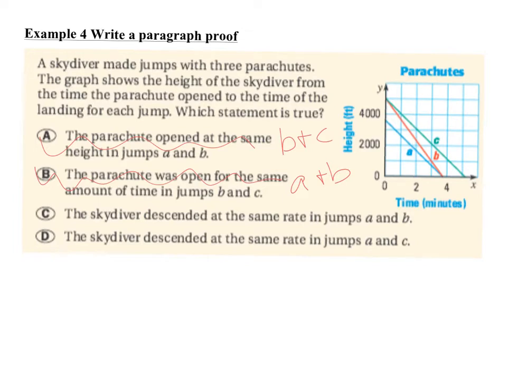The skydiver descended at the same rate in jumps A and B. Well, it's the slope that determines the rate, and A and B do not have the same slope, so that is wrong. So the correct answer is D, and you can look, they do look parallel, same slope, same rate, would be parallel lines, and you could confirm that if you wanted to by finding the slope of each of those two lines.